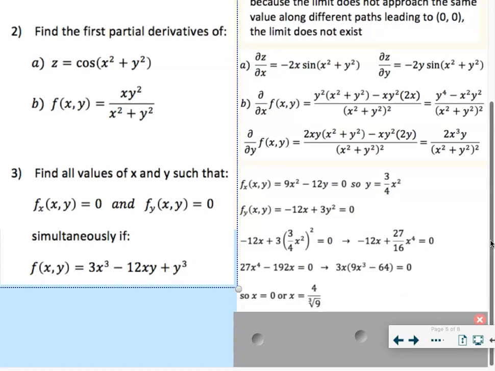So is that what 1.92 is? I have no idea. Let's see. Yeah, that's right. 4 divided by the cube root of 9. There's a no calculator question. Yes, that's 1.92. Good, you got it.